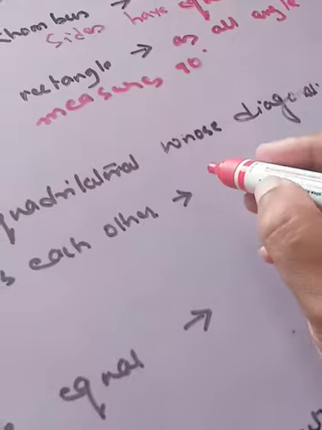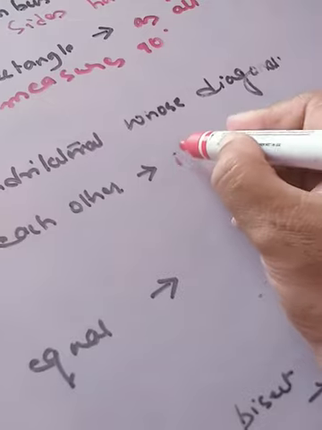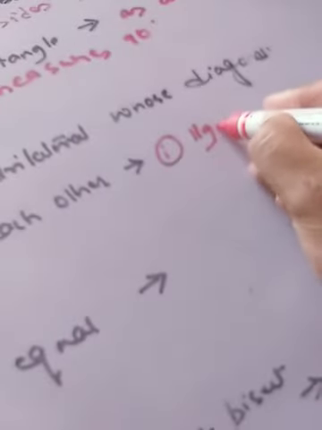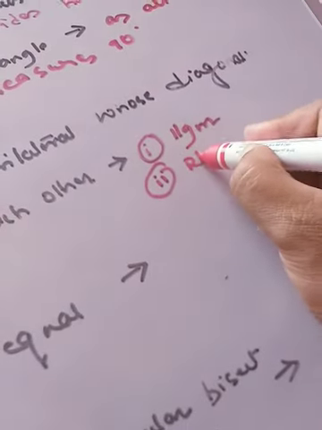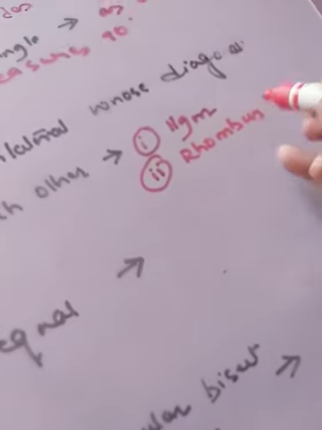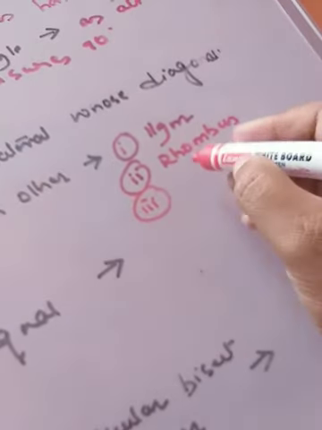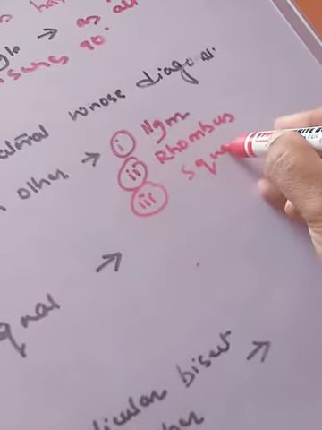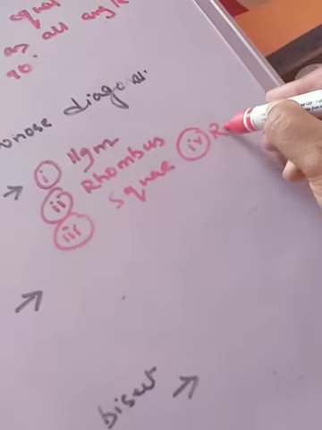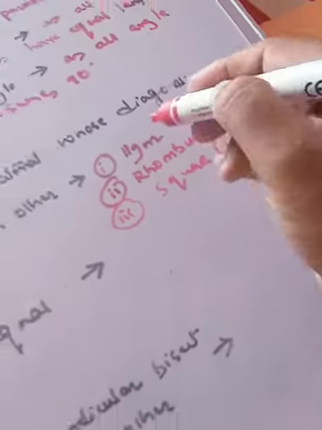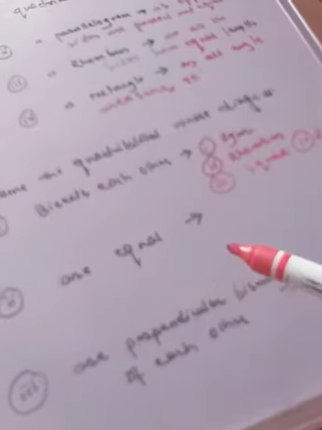You will find this property in these quadrilaterals. Number 1, parallelogram. This is the short form of writing parallelogram. Number 2, you will find this property in a rhombus also: the diagonals bisect each other. Number 3, square, definitely. And finally there is another quadrilateral which shares the same property, that is rectangle. So these are the 4 quadrilaterals in which the diagonals bisect each other.